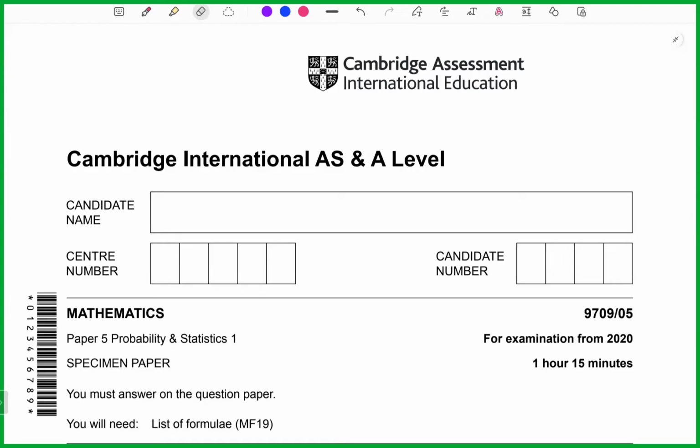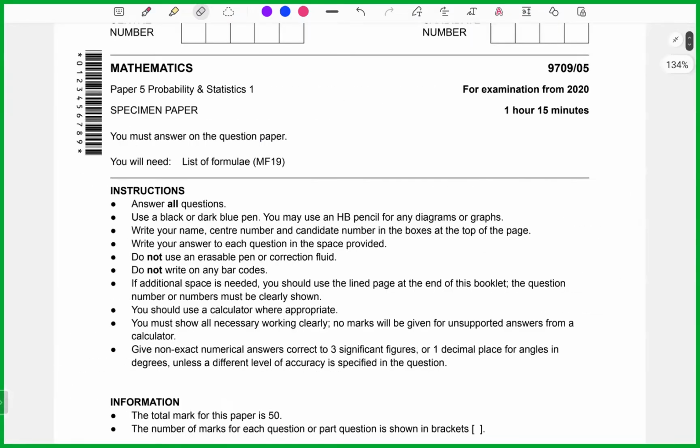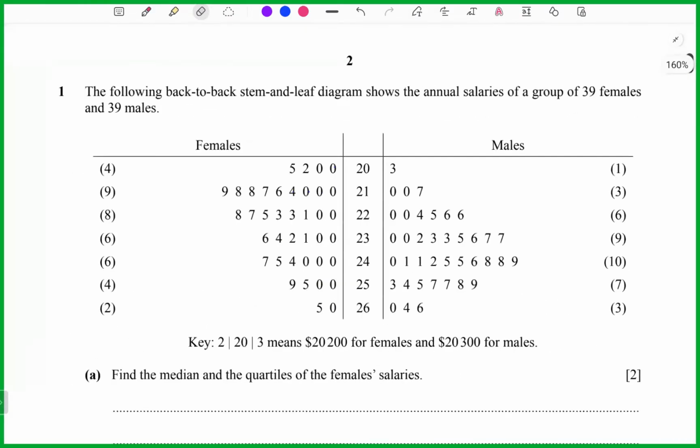So today I will discuss the Cambridge International AS and A Level Mathematics, Paper 5, Probability and Statistics 1, 9709/05 for the 2020 examination. Now let's look at question 1.